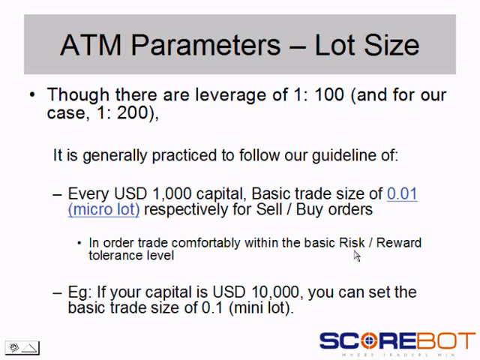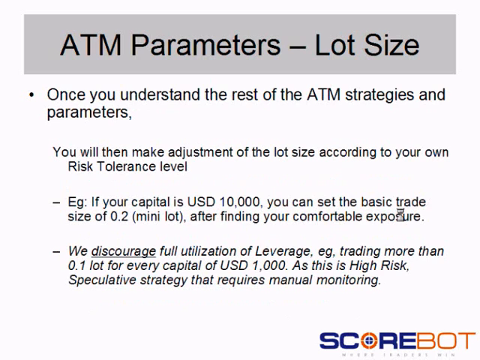level. It is normally recommended that for every 1,000 US dollars you trade a basic trade size of 0.01, and this setting is good if you have an averaging strategy that allows up to 5 levels of averaging. Now of course, one can change this setting to a higher lot size, in other words higher risk exposure, in exchange for a better return. But this can only be done after you have done your own research on the best strategies and setting of parameters for you.